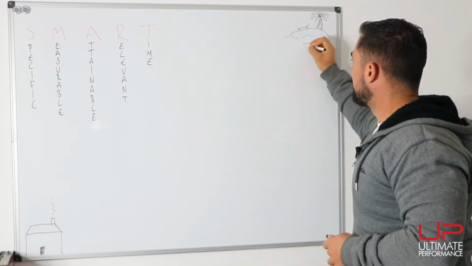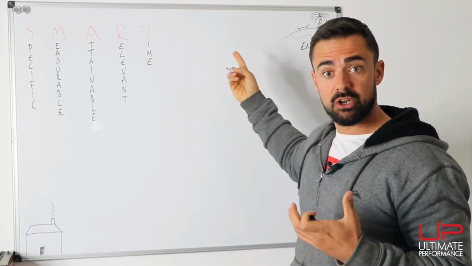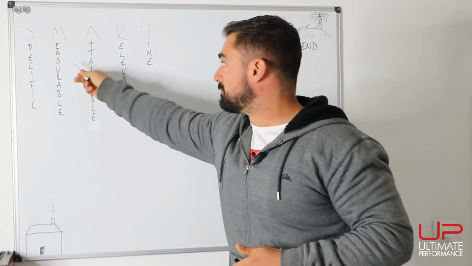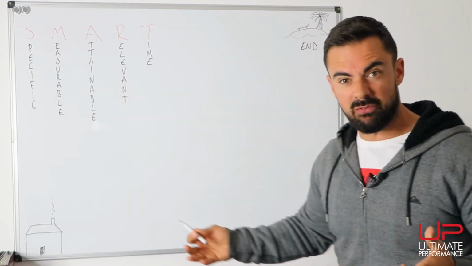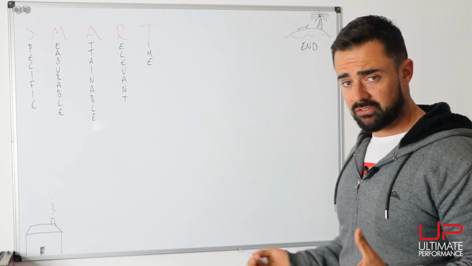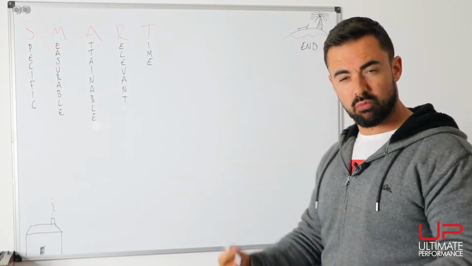So here we have our end. It's specific because we've booked the holiday. We know exactly where we want to go. It's measurable because we'll know when we get there. It's attainable. I can afford it. I can get there on a plane. We have the wonders of modern technology. It's relevant. It's the right time. You need a holiday. It's something you want to do.